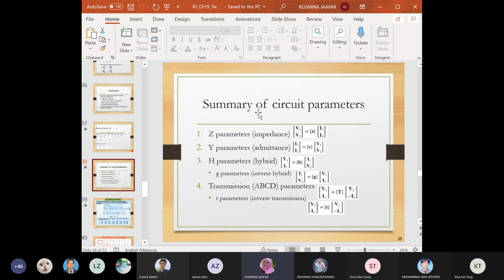So generally you must be able to differentiate the differences between each of the parameters.